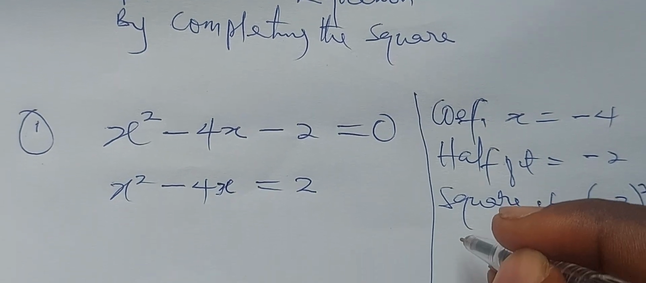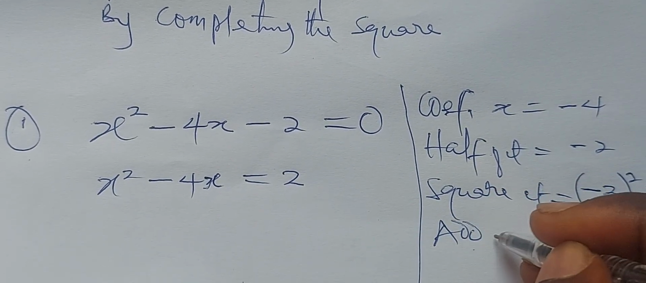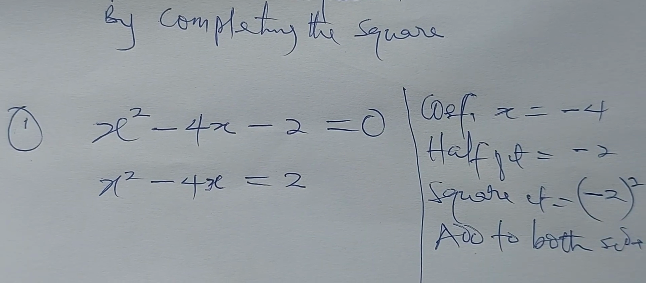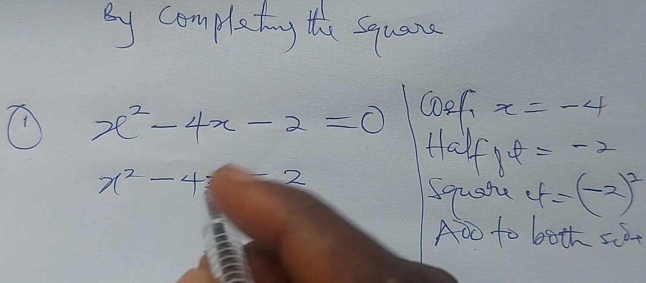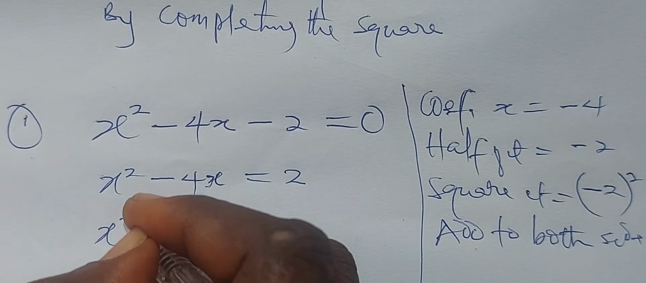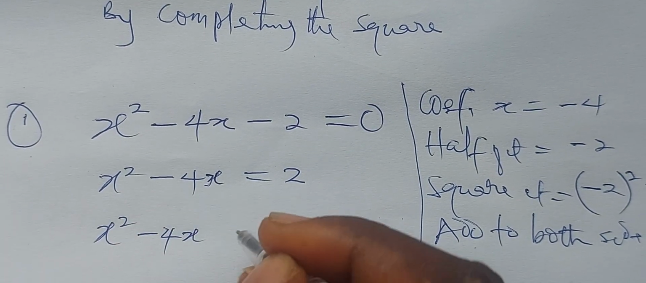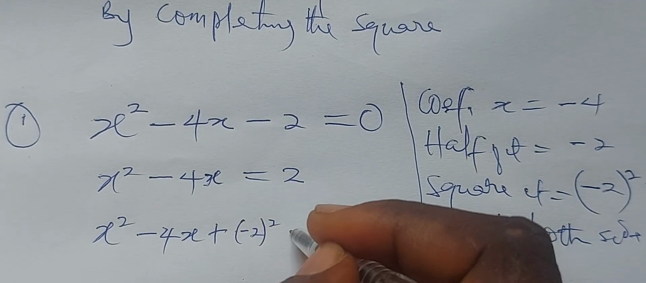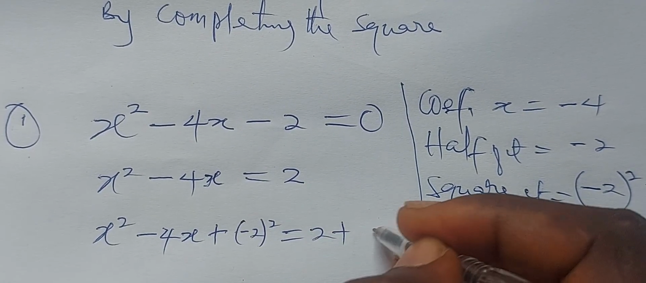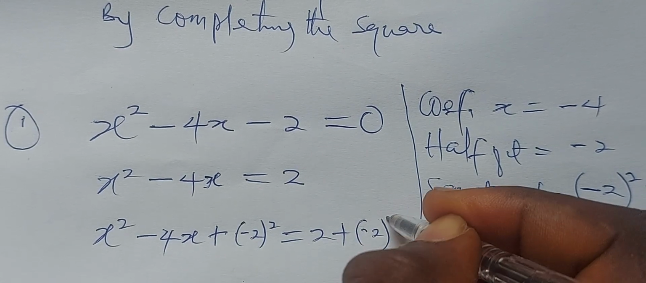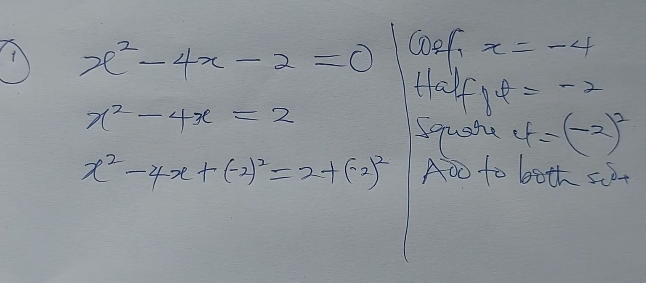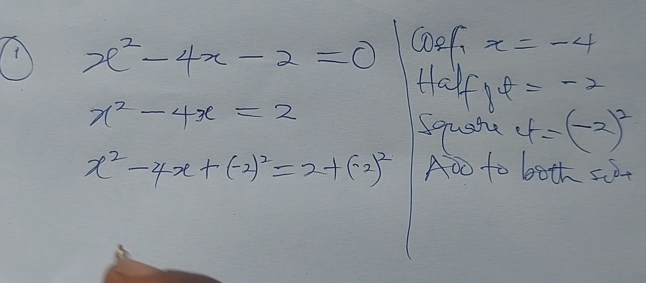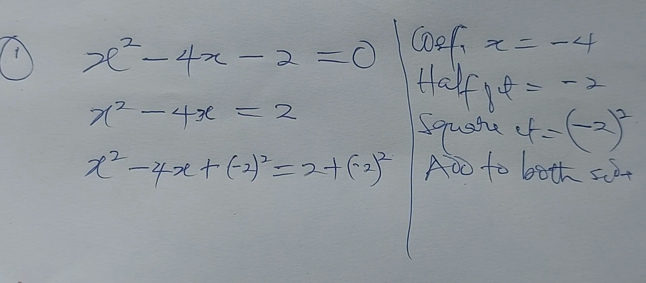Then add it to both sides. Okay, so that is what it is. In this place, you now have to add: x squared minus 4x plus, this is the addition. You square it, it equals 2 plus the square of minus 2. Okay, so this is how it looks. Once you do this, the answer is close. Let's simplify it further.